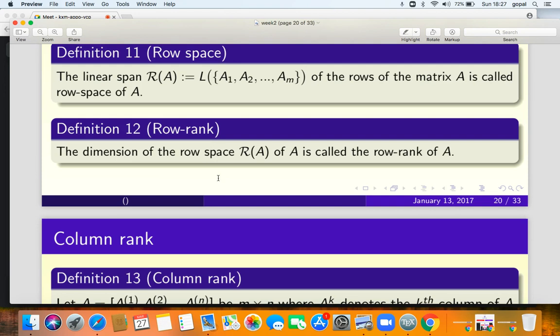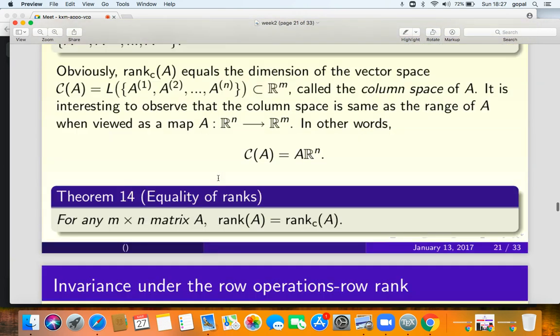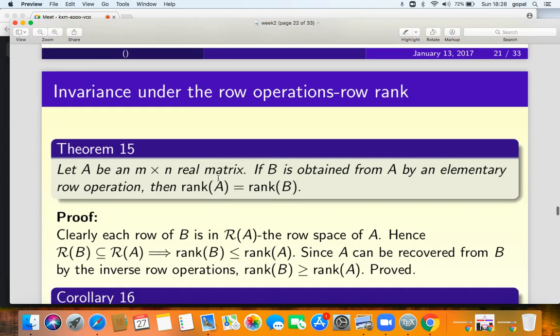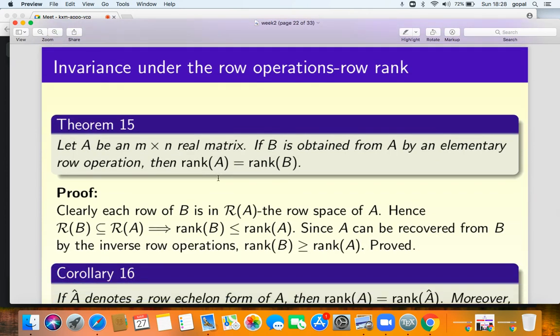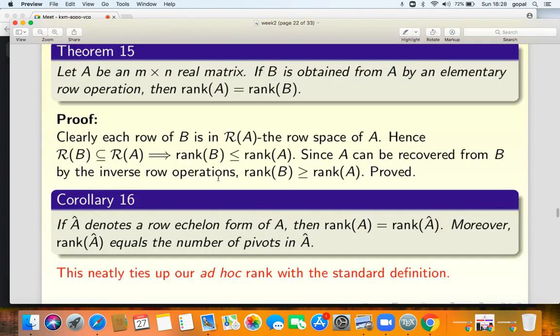The dimension of the row space is called the row rank of A. The dimension of the column space is called the column rank of A. And the fundamental result is that the row rank of A is the same as the column rank of A. This common value is called the rank of A. And if I perform an elementary row operation on a matrix, the rank does not change, because the row rank doesn't change, trivially.